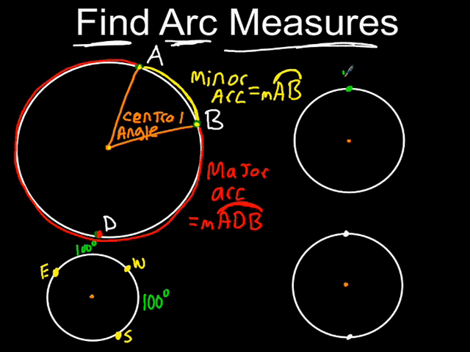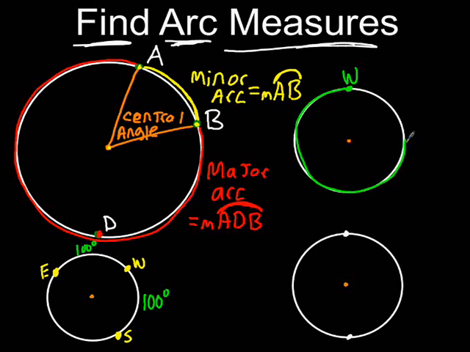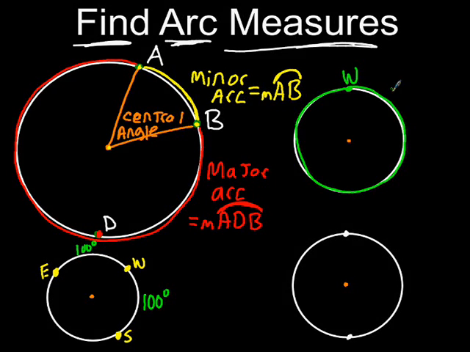Let's say that we have just one point. Let's call it point W. There's only one point, so we go all the way around the circle for this arc. This arc is just a circle, so we want to find the measure of arc W. Well, it equals 360 degrees.